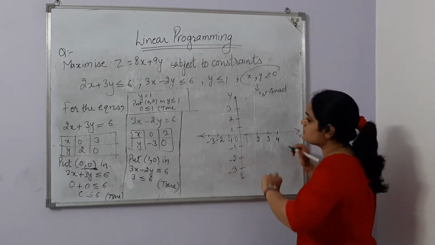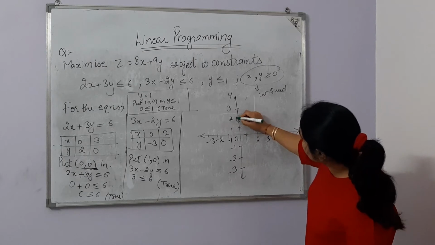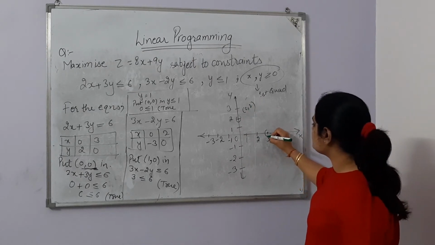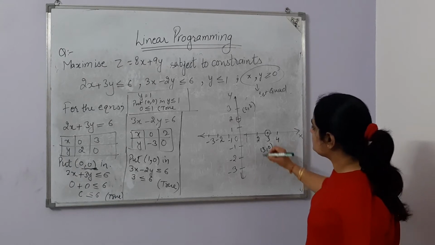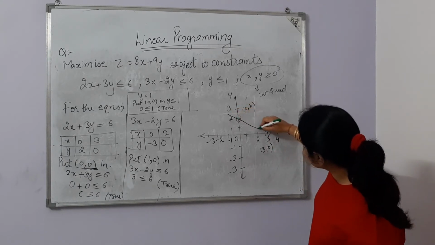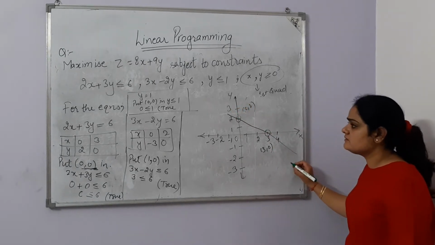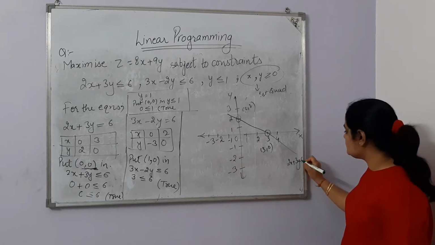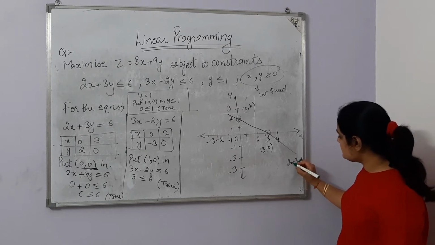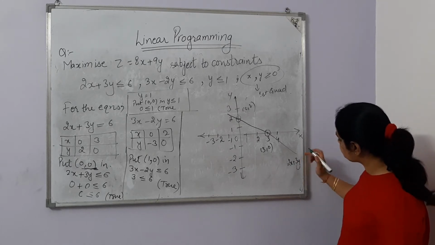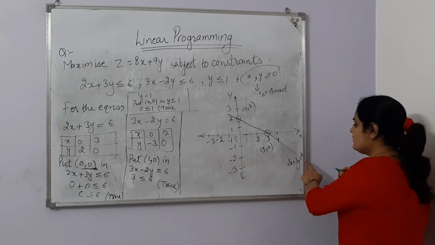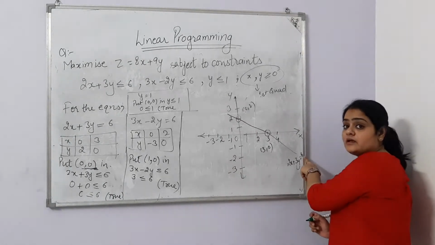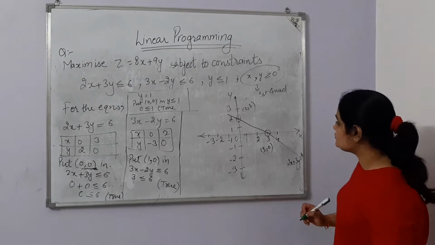The very first point is 0, 2. That means x is 0 and y is 2. This is your 0, 2 point. Another is 3, 0. This is your 3, 0 point. We'll form one line. This line is 2x plus 3y equals 6. Beta ji, this is a line, so the equality sign is there. It should be an equation only, so it is equal to 6.